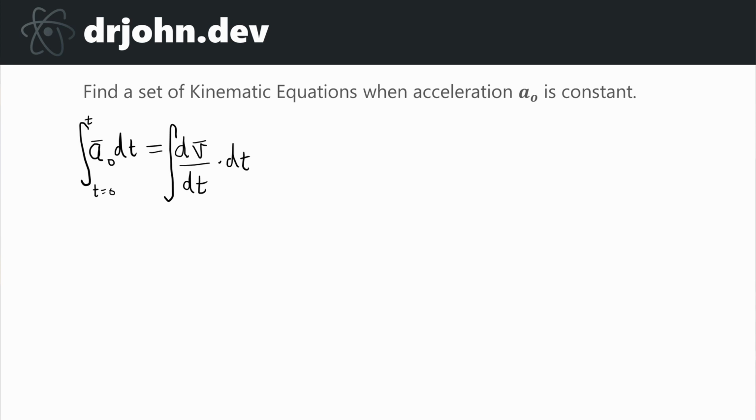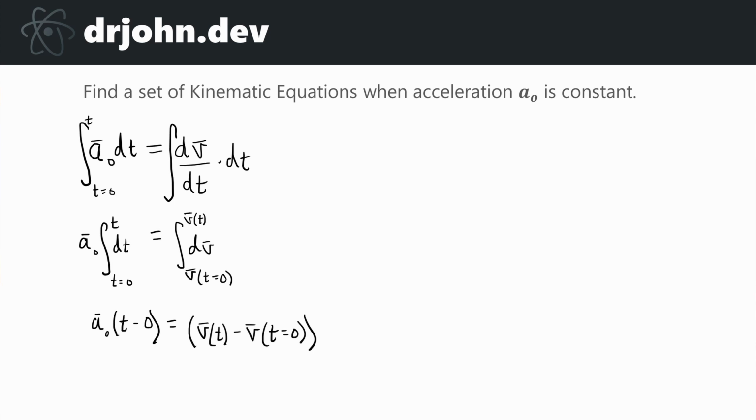Since the acceleration is constant, and this is exactly where that assumption comes in handy, we can pull the acceleration a out of the integral on the left-hand side, and the right-hand side reduces to an integral over dv with limits of integration from v at t equals 0 to v at t equals t. The integral on the left integrates to t minus 0, and the integral on the right integrates to v of t minus v at t equals 0.